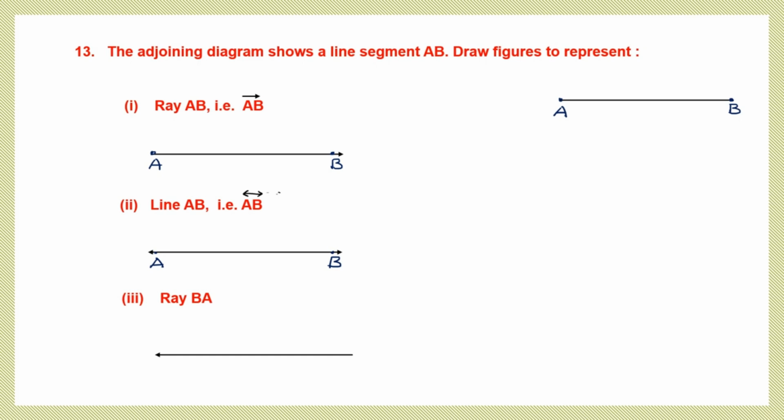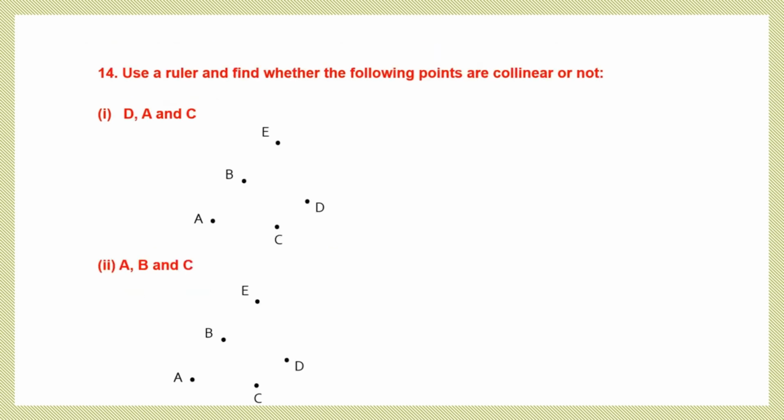So we have this point is fixed, and that is B, and the other end is A. So we have drawn all three that is asked here. So let's go on to the next question. Question 14. Use a ruler and find whether the following points are collinear or not.